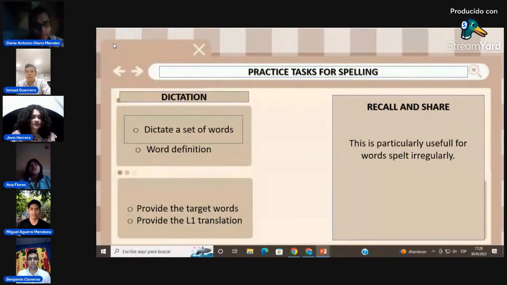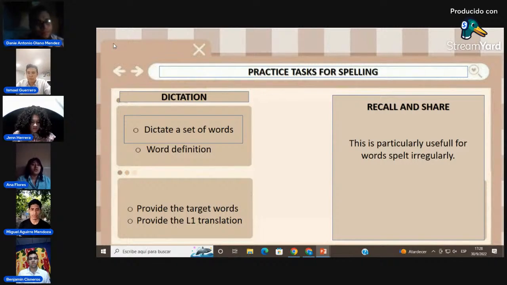Well, good afternoon. I'm Jensen, and now I'm going to tell you about a couple of activities that you can use during your classes to teach spelling. Now, practice tasks for spelling. The first one is dictation. Dictate a set of words. Basically you just dictate a word or a set of words, and then you invite your students to spell letter by letter and check if their ability to spell is right or not.